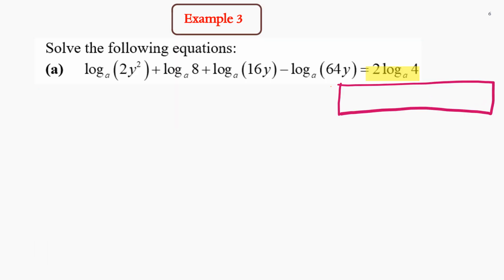So let's look at this question now. It may appear to be kind of scary, but actually it is not. Why is it not? Because if you examine the base, they all have base a. So basically you just have to apply the laws correctly. Let's look at the first 3 terms. You have log plus another log plus another log. So which law would have log plus log?